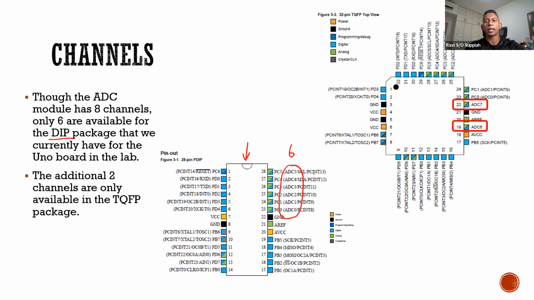Whereas in the other package, which is the TQFP package, you have more pins and you are able to access both ADC 6 and ADC 7. So there are some Arduino boards that may use the TQFP package, which allow you to access those pins. But for the Arduino Uno that we have in the studio, the packaging is the PDIP package. So the channels that are available are ADC 0 to 5.